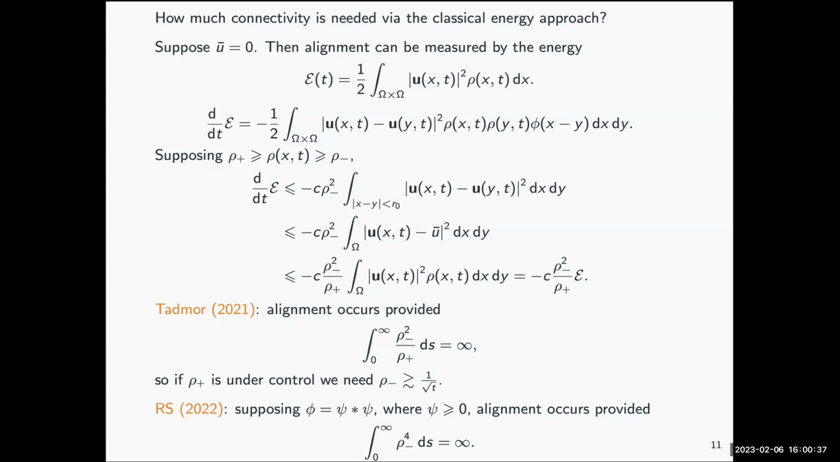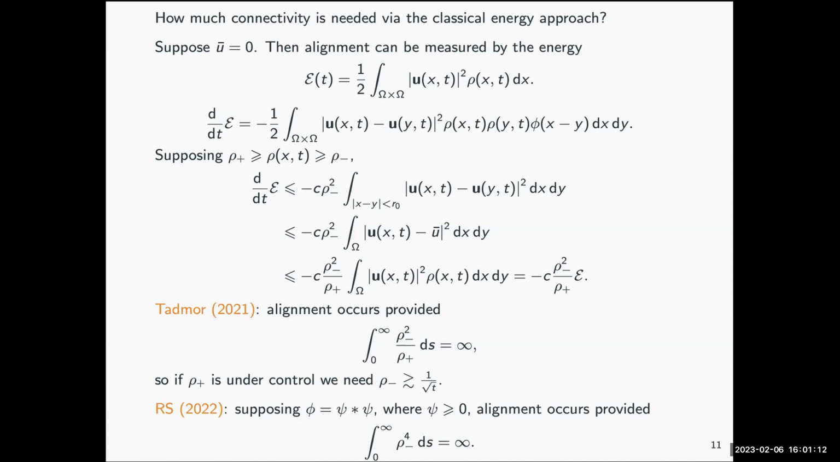So you prove that if this quantity is divergent in time, then the energy will go to 0, so the flow aligns. Now if you ask yourself what connectivity condition is necessary, suppose that rho plus is under control, then you need something like 1 over the square root of t for the density to be bounded from below, right? So there are two problems with this result. One is that none of this is known to hold in any situation. So it's really an assumption for all time, right?